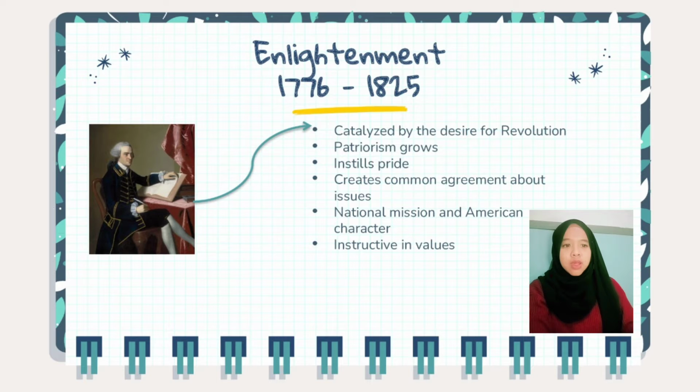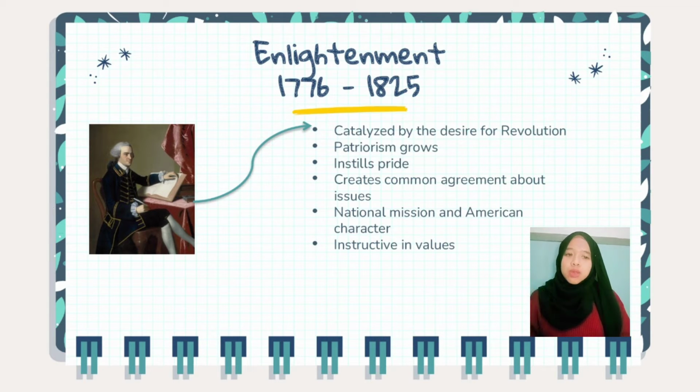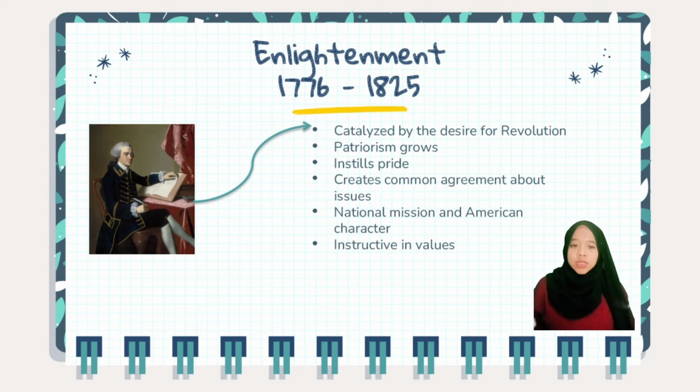topics such as growing patriotism and instilling pride in the new American identity. The writing is going to seek to create common agreement about specific political and philosophical issues. It's also going to seek to create a national mission and an American character. Therefore, one similarity that this literary period has with the previous colonial literary period is that it's instructive in nature. However, instead of providing instruction based upon religion, this literary era is going to provide instruction on values, specifically what American values are going to be.